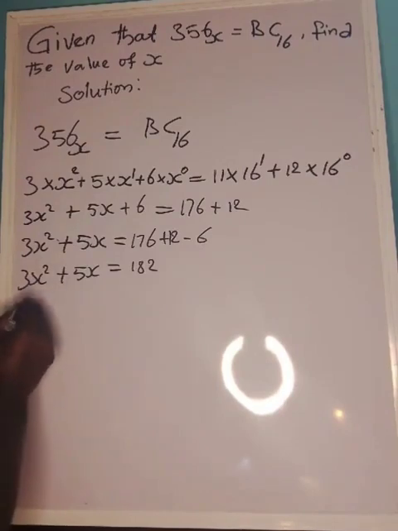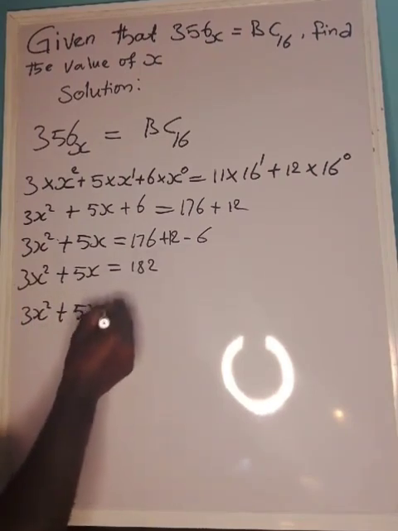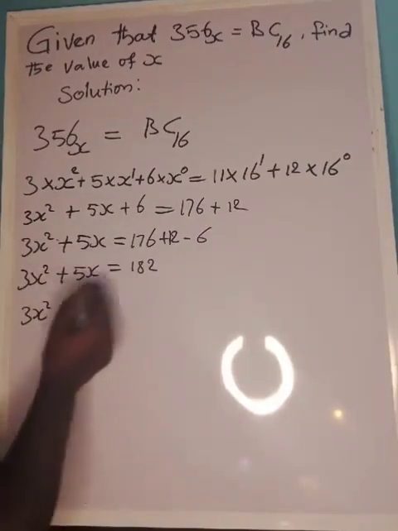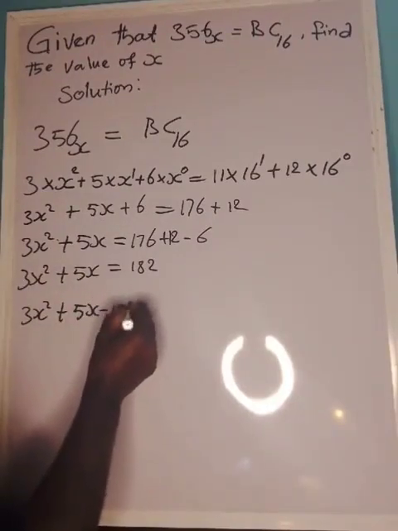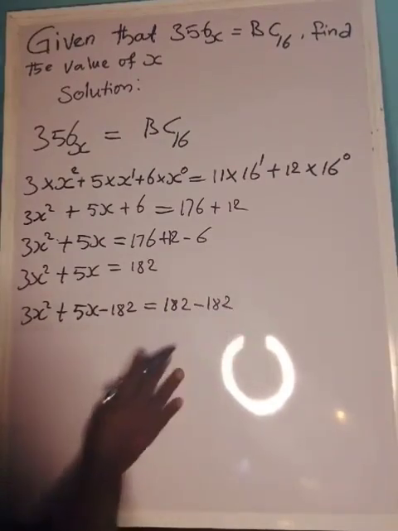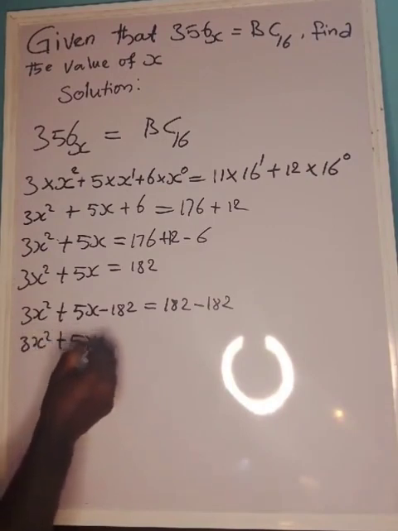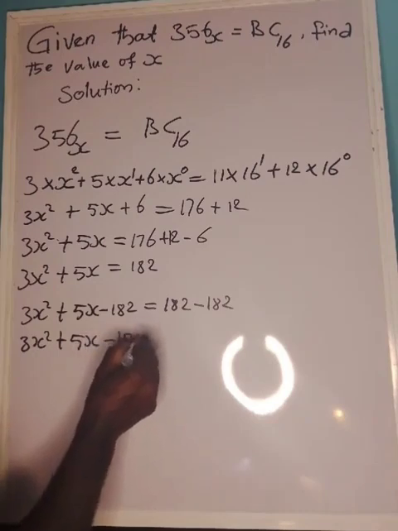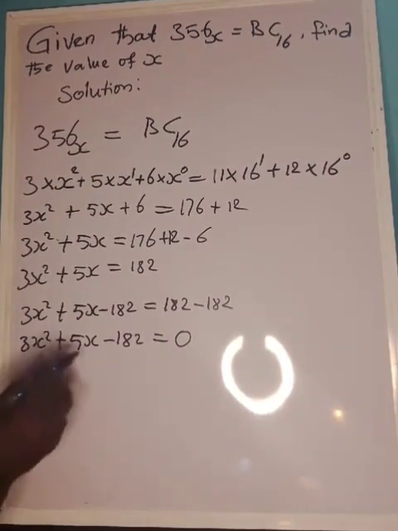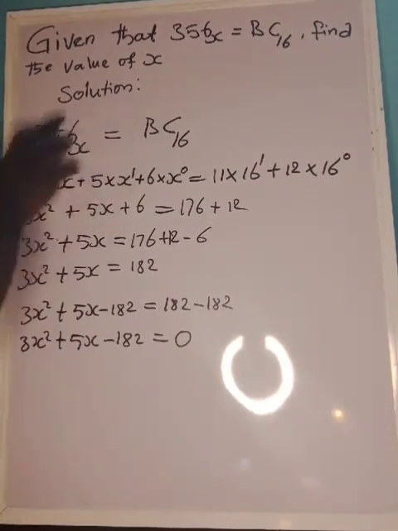Let's go. 3x squared plus 5x minus 182, as it is crossing the sign of equality, changes to minus. Minus 182 is equal to 182 minus 182. Now we bring it down: 3x squared plus 5x minus 182 is equal to 0. Now we have successfully formed a quadratic equation from the two expressions that we were given.